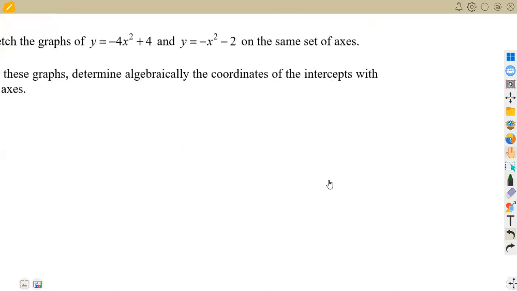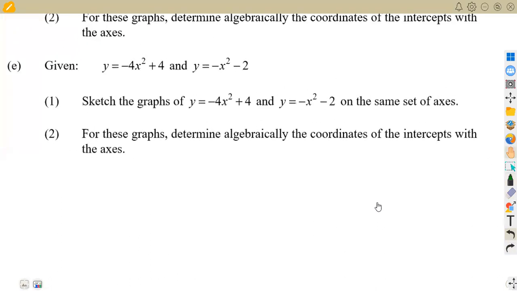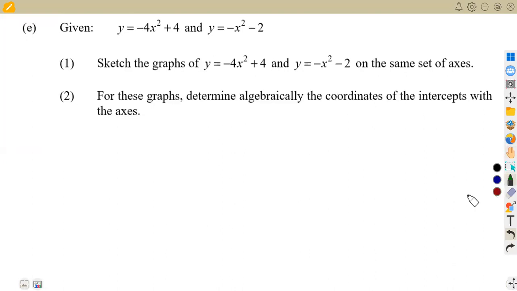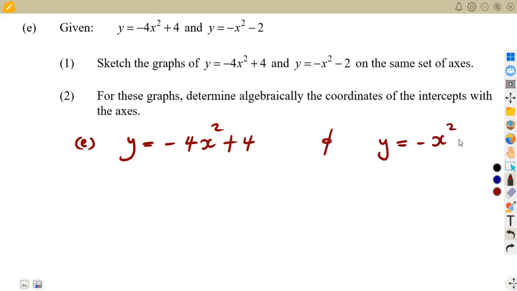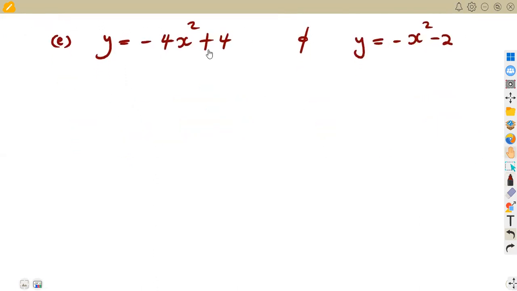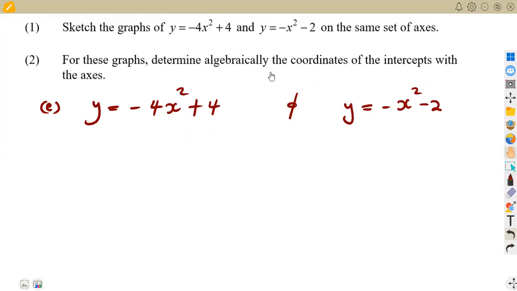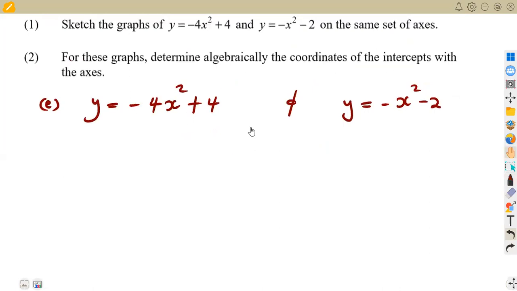All right, let's check the other part, which is the E. We've got two other graphs here: the graph of y is equal to minus 4x squared plus 4, and the graph of y is equal to minus x squared minus 2. Okay, so we have a negative this time, and the question again, the coordinates of intercepts are still needed.